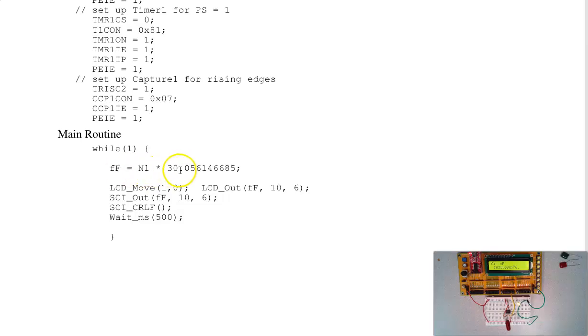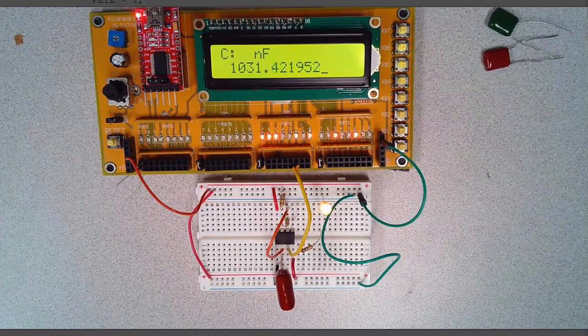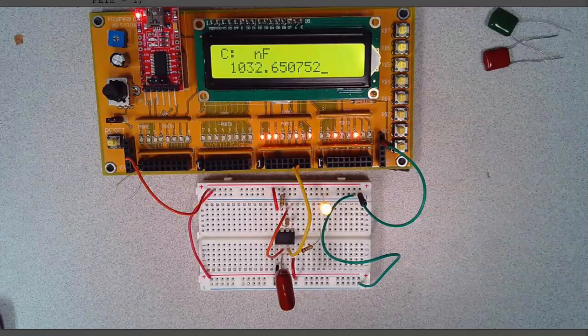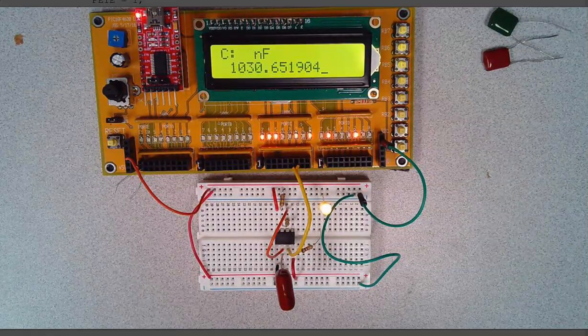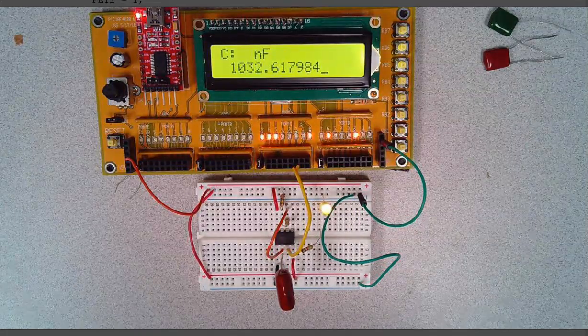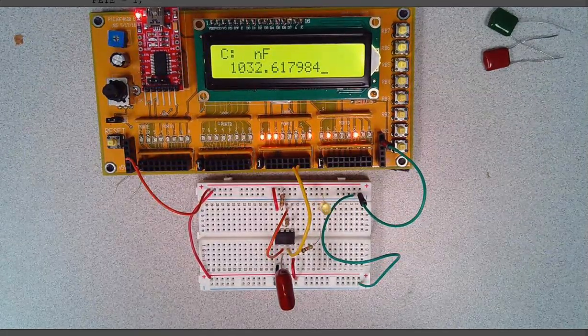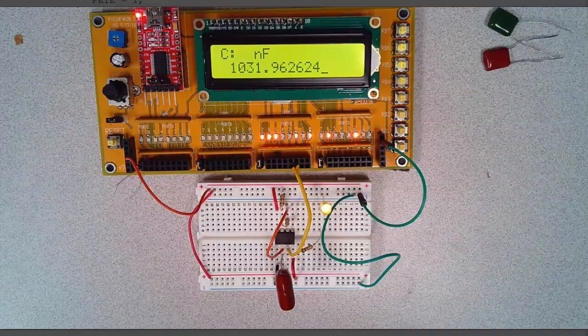That number times 30.056146685 is the value in femtofarads. Displaying it divided by 10 to the 6th gives you the value in nanofarads. So here's what that looks like. Here is a 1000 nanofarad, or 1 microfarad capacitor. It's reading as 1030. The light is blinking every time I see an edge with the 555 timer. Every 16th edge, it updates.